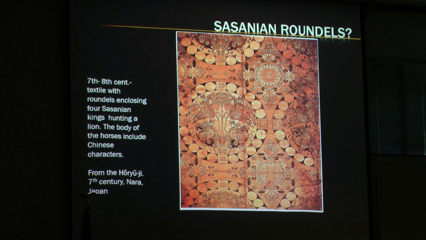And again, Sassanian rulers riding horses that include Chinese characters in the bodies, fighting animals and enclosed in beaded rondels appear in Japan, in Nara. This piece in particular is from the Horyuji, dated to the 7th century.